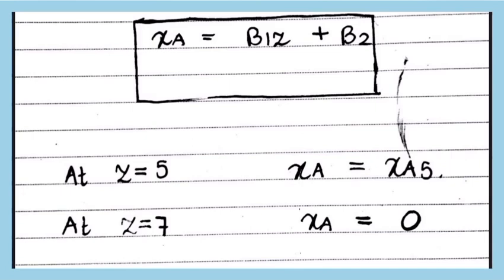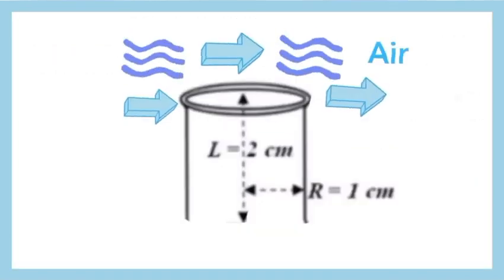Substitute two conditions. At z equals 5, xa equals xa5. And at z equals 7, xa equals 0. You may wonder why xa is equal to 0. This is because the air flowing above carries the chloropicrin away immediately, so the concentration of chloropicrin at the top will be equal to 0.